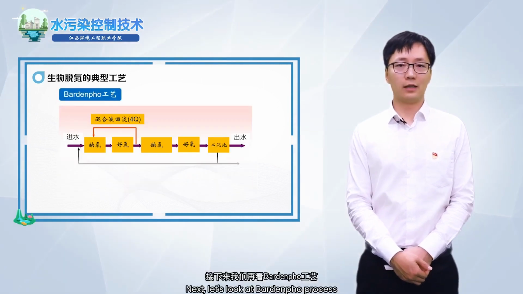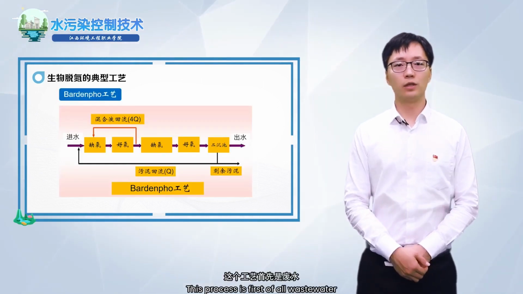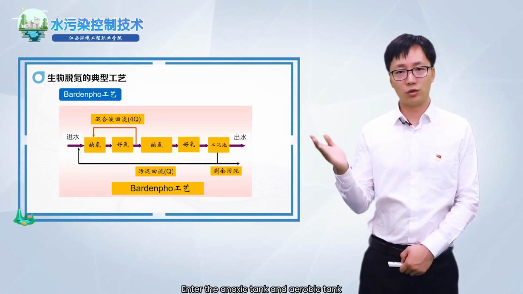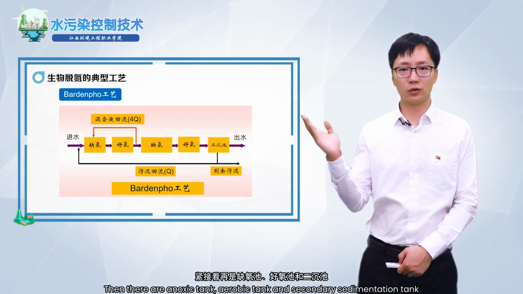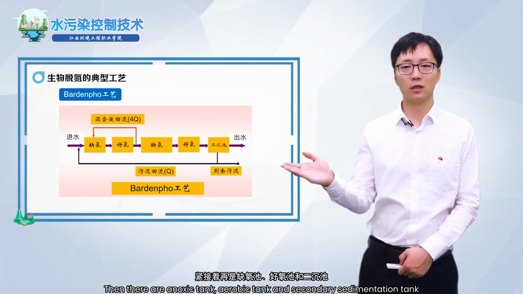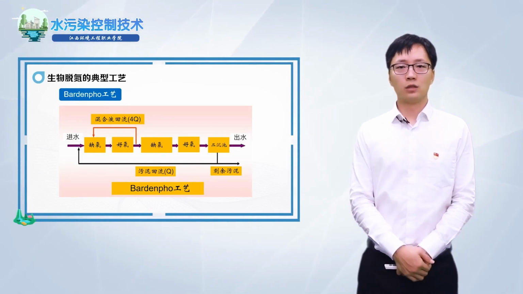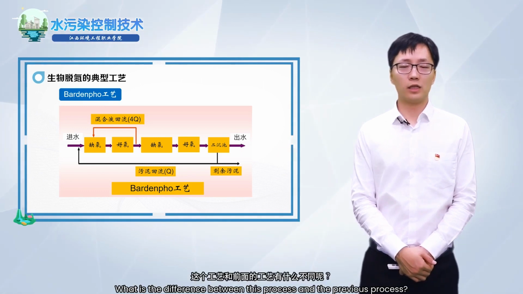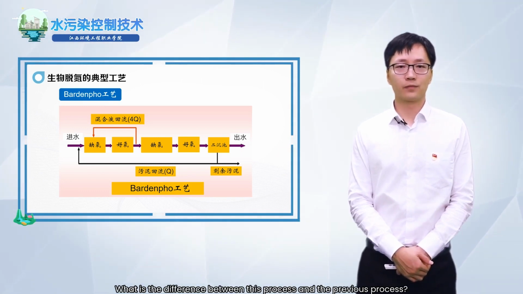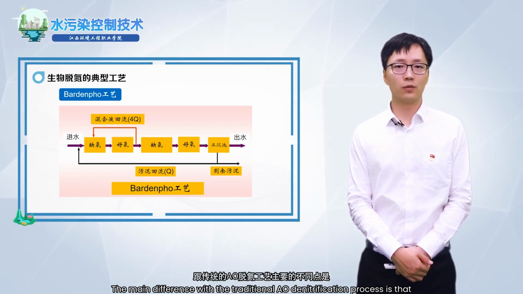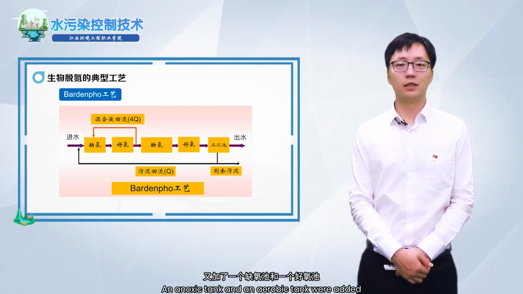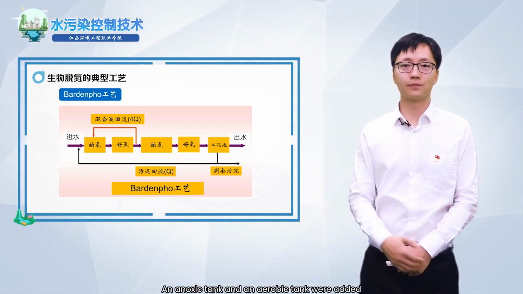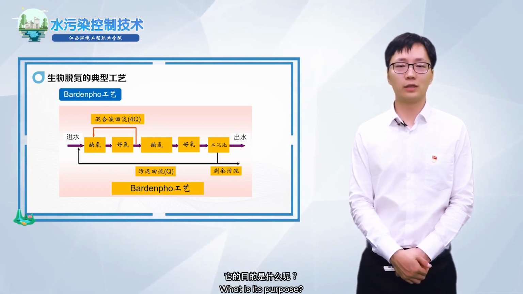Next, let's look at the Bardenpho process. In this process, the wastewater first enters the anoxic tank and aerobic tank. Then there are another anoxic tank, aerobic tank and the secondary sedimentation tank. What is the difference between this process and the previous process? The main difference from the traditional AO denitrification process is that, after the second pool, an anoxic tank and an aerobic tank were added. What is its purpose?